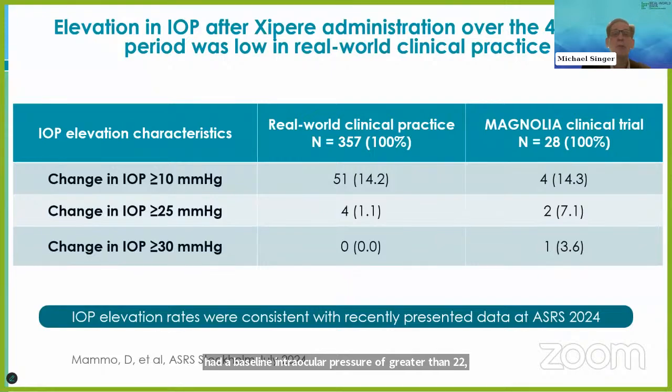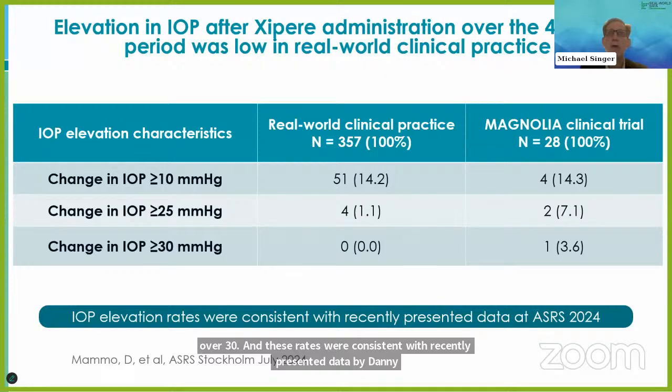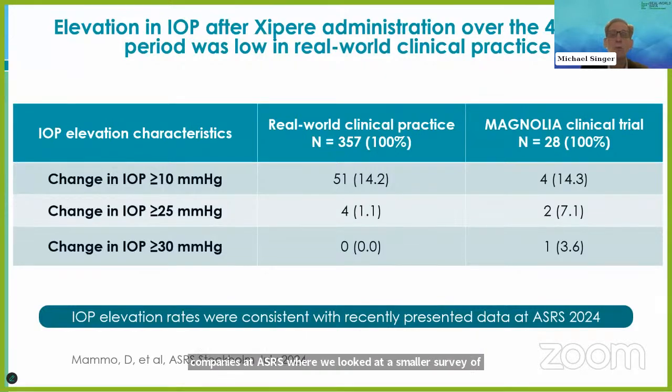Interestingly, when we looked at this, 14% of people had an IOP increase greater than 10. 1.1% of people had an IOP greater than 25, and no people had an IOP greater than 30. These data were very similar to what you saw in Magnolia for the 10 increase, but for 25 it was actually better, and nobody was over 30. These rates were consistent with recently presented data at ASRS, where we looked at a smaller survey of doctors who use a lot of this medicine, and they showed pretty much the same amount of IOP changes over time.